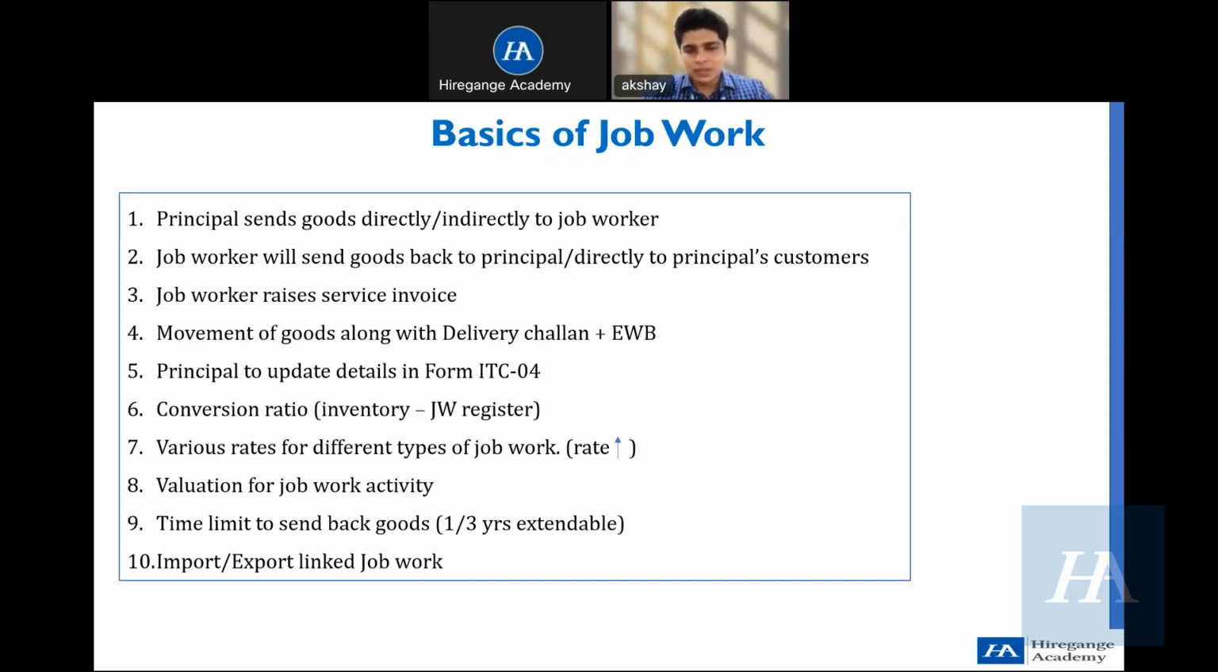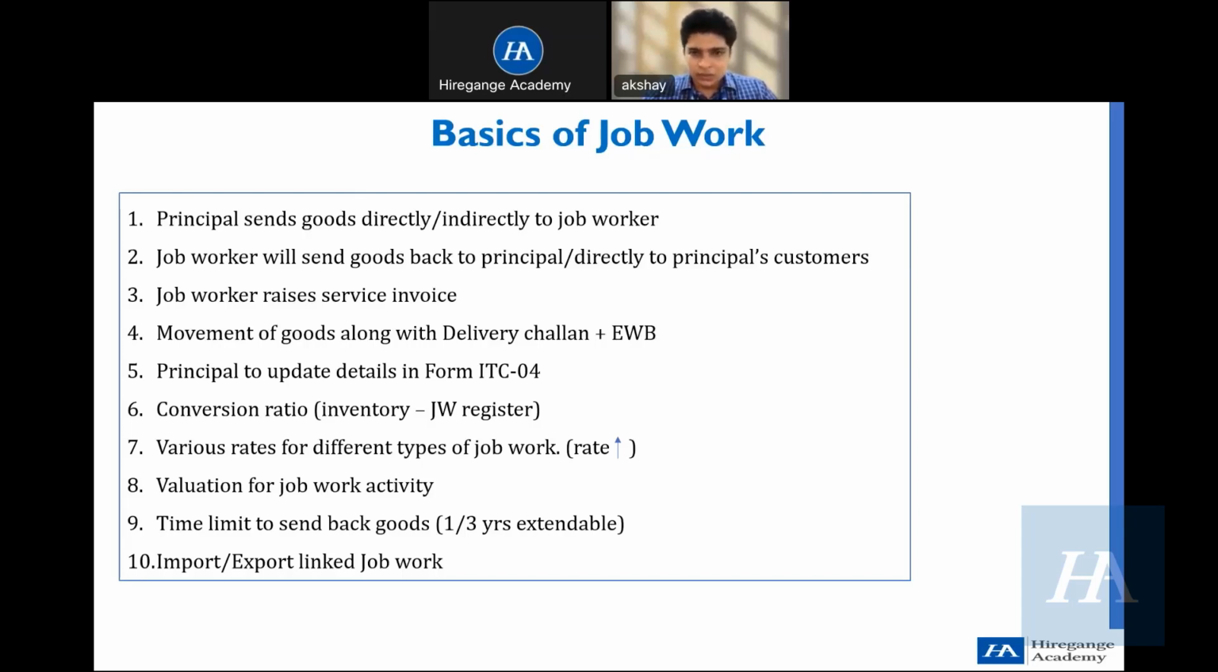Ideally, the principal sends goods to the job worker, either directly from his location or from his vendor's location, so the goods move directly to the job worker to reduce the time and the cost of storage and transportation. Next, the job worker performs his activities and then sends the goods either back to the principal or directly to the principal's customers. Please note, in this situation, even direct exports are allowed from the job worker premises, subject to certain conditions.